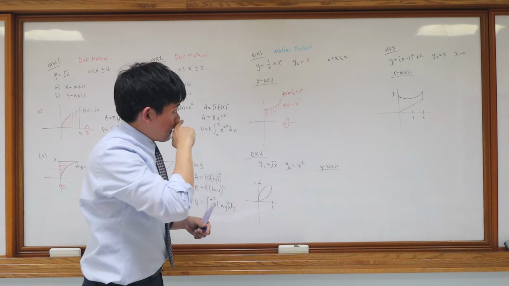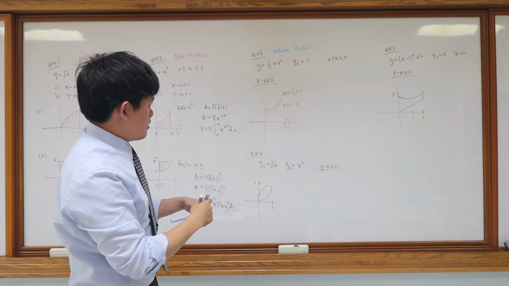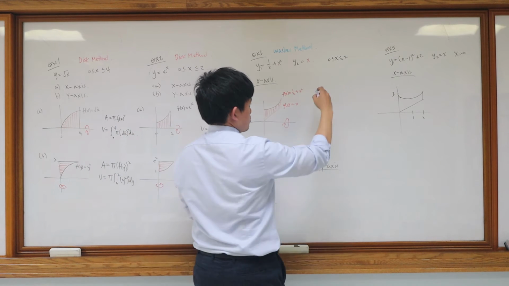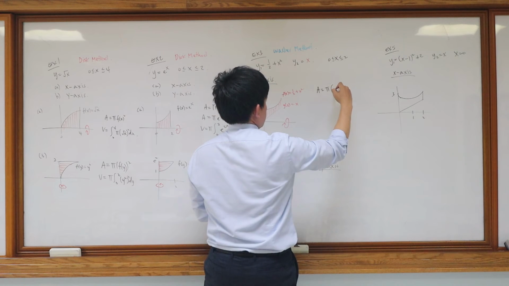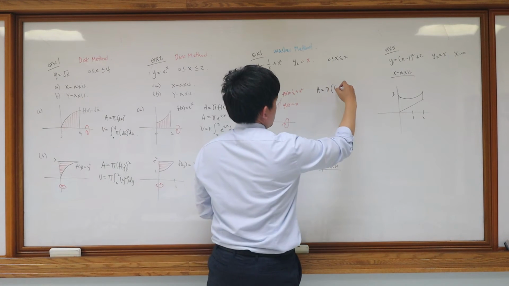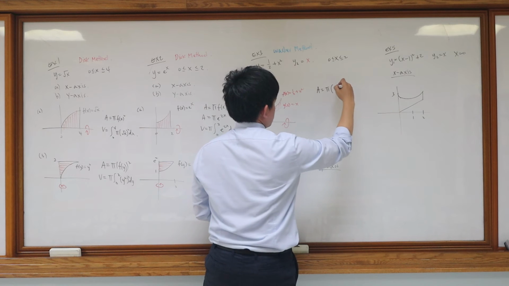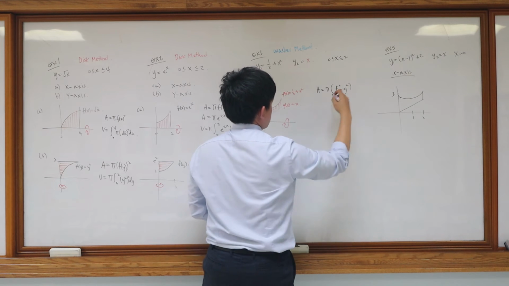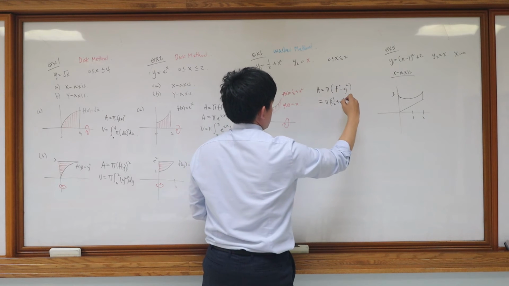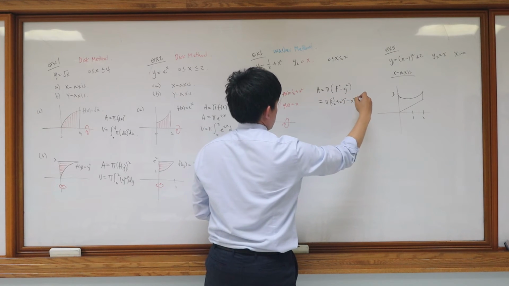Okay, so over here we have the top function and the bottom function. My area is equal to pi times f squared minus g squared. So my top function is, well, let's write that, f squared minus g squared. That means we have pi times (1/2 plus x) squared minus x squared.